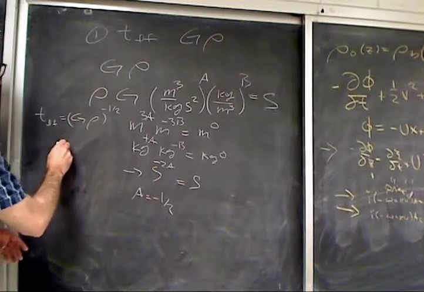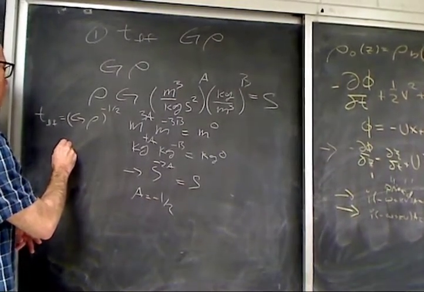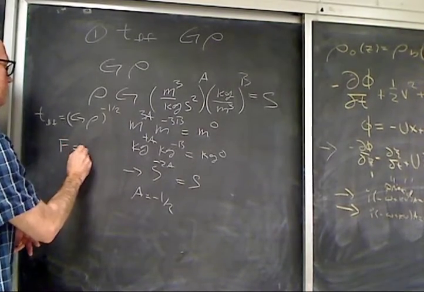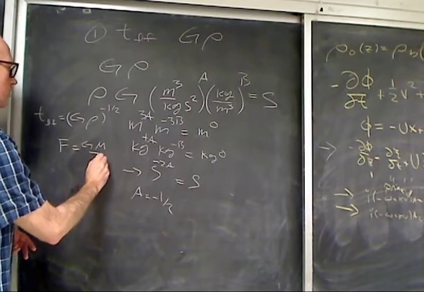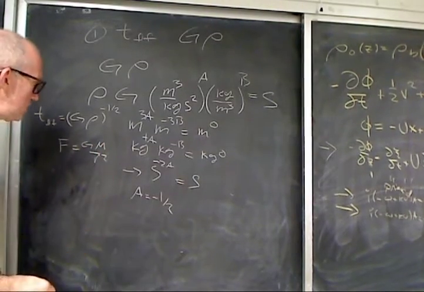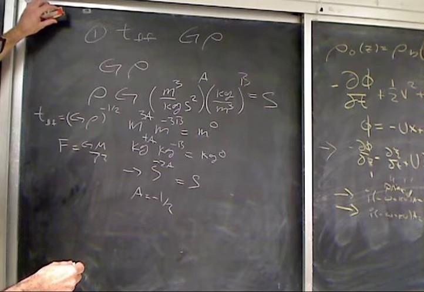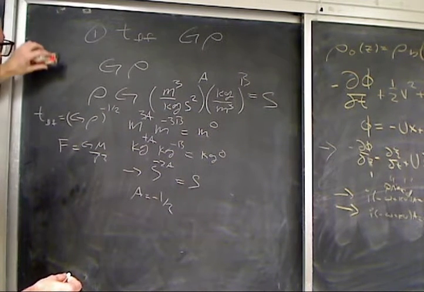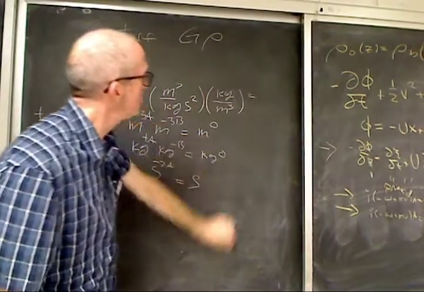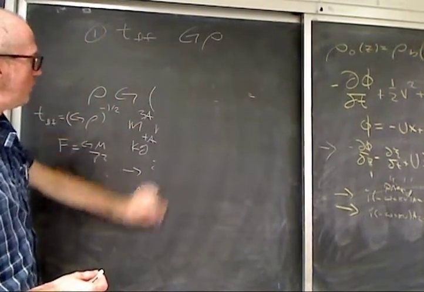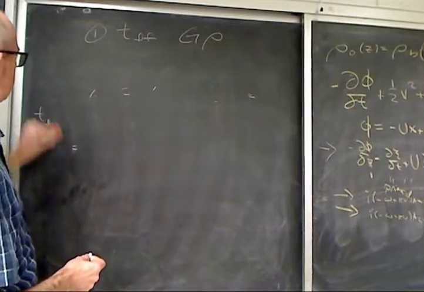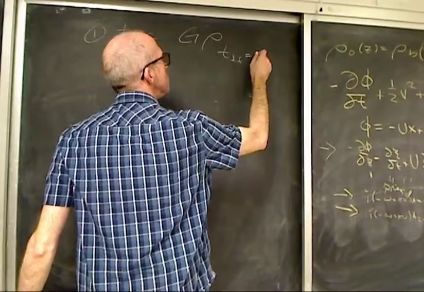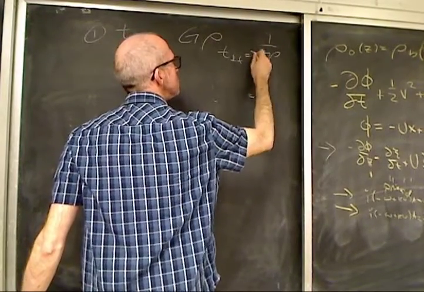Some of you had done it with Newton's law by saying that a force has got to equal g m over r squared, and that will also get you there if you do it right. Okay, so that's the free fall time. So that's the cheap way to figure out if something's going to fall. T free fall equals 1 over g rho, square root of this.